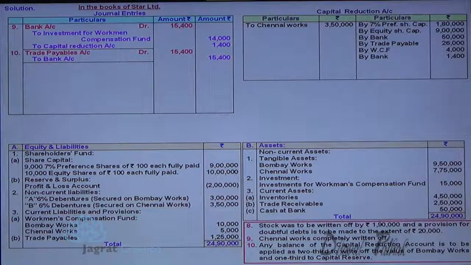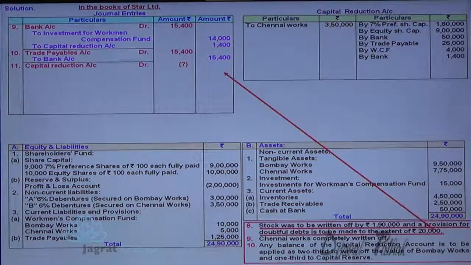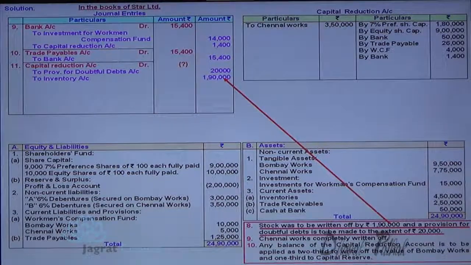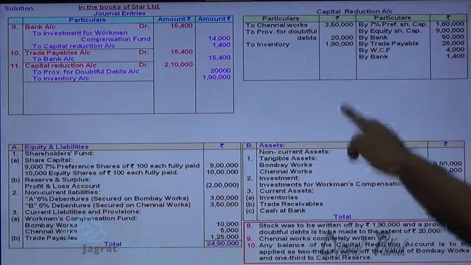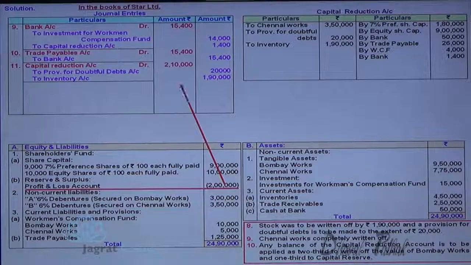Now next, stock is to be written off by 1,90,000. So capital reduction account is debited with decline in the value of stock, and for provision for doubtful debts also the capital reduction account is required to be debited. So capital reduction account debit, what amount, that I will find out later on. To provision for doubtful debts 20,000. To stock, inventory 1,90,000. So total of these two will be debited to capital reduction account, provision for doubtful debts and inventory. Chennai Works is completely written off, that we have already done. 3,50,000 for Chennai Works is already written off.